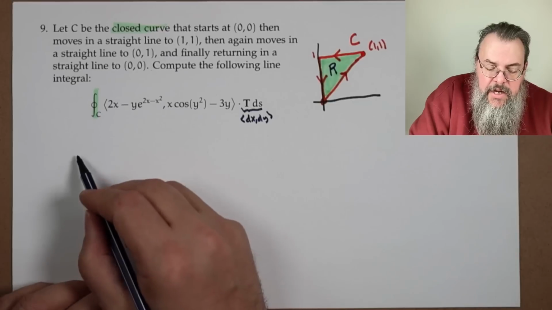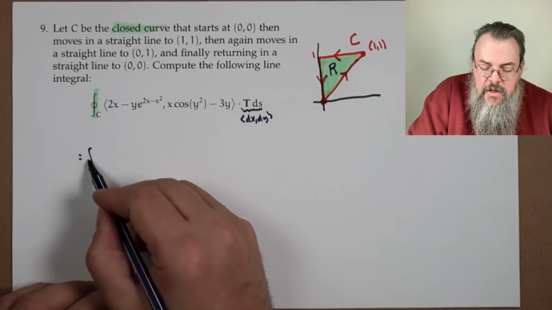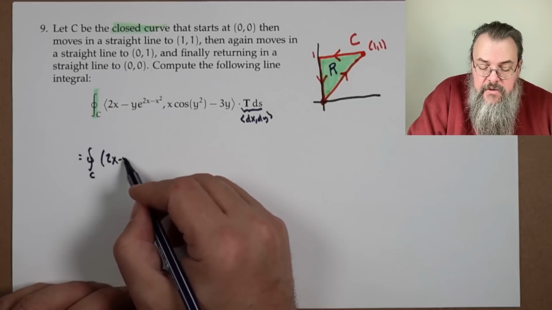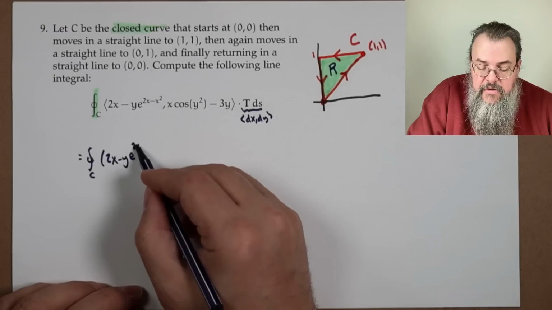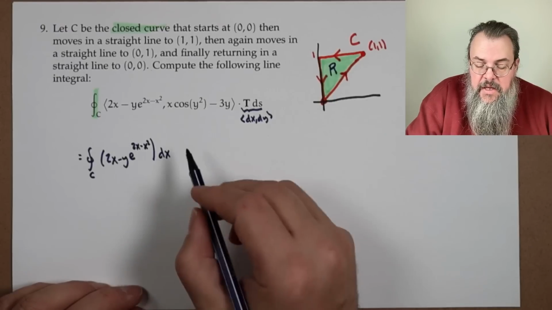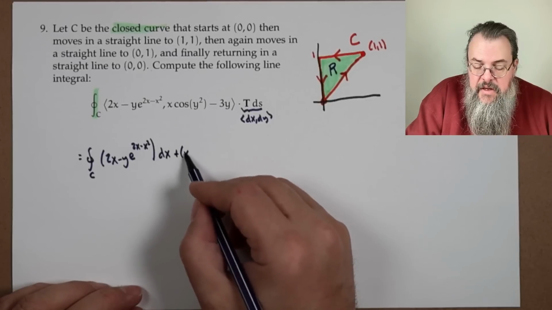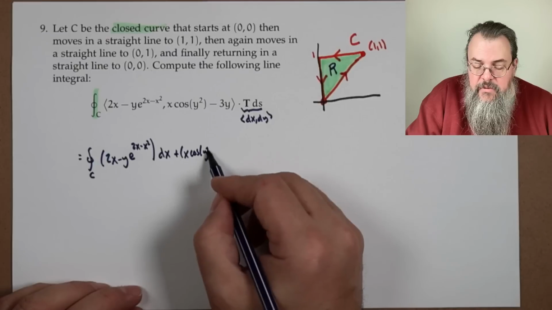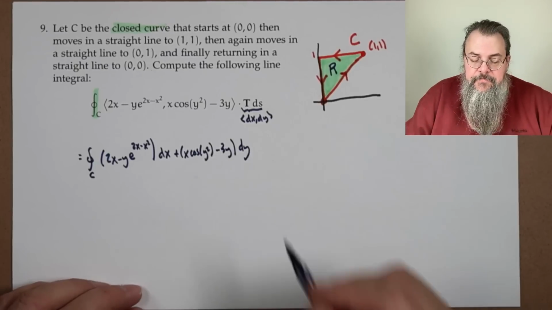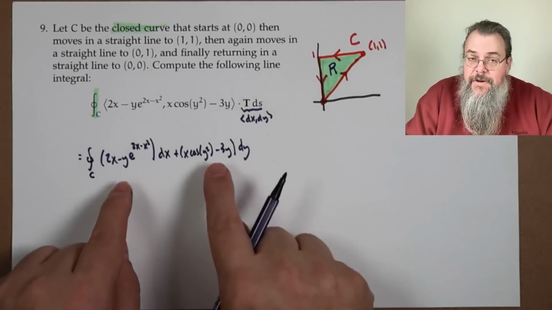So we can write this as the integral along our closed curve C of (2x minus y e to the 2x minus x squared) dx, and then plus (x cosine y squared minus 3y) dy. Okay, so we are in the right form.